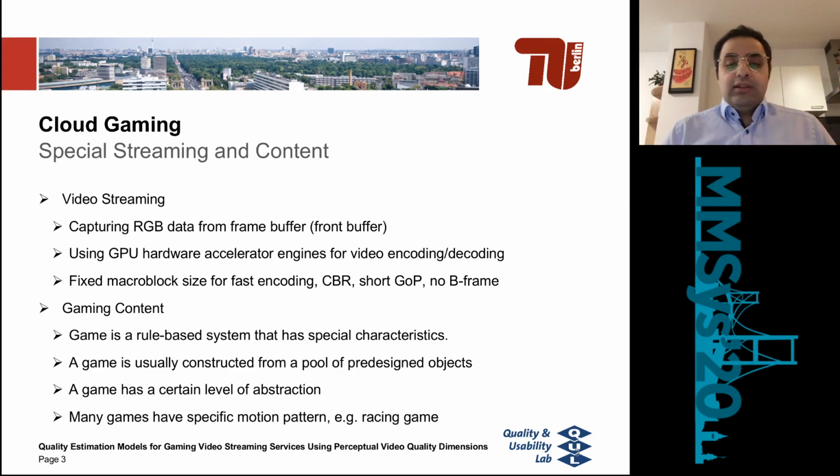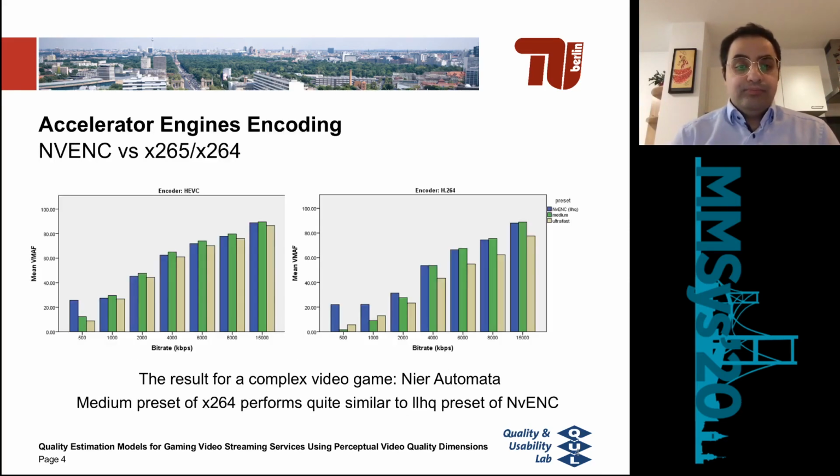And when it comes to the content, it's also quite a special type of content that we are dealing with. It's a rule-based system with special characteristics. We have a pool of pre-designed objects that are repeated again and again. We have certain levels of abstraction in each game, which comes from the design concept of the game. And we typically have a special motion pattern. For example, in a racing game, we already know what the motion would look like.